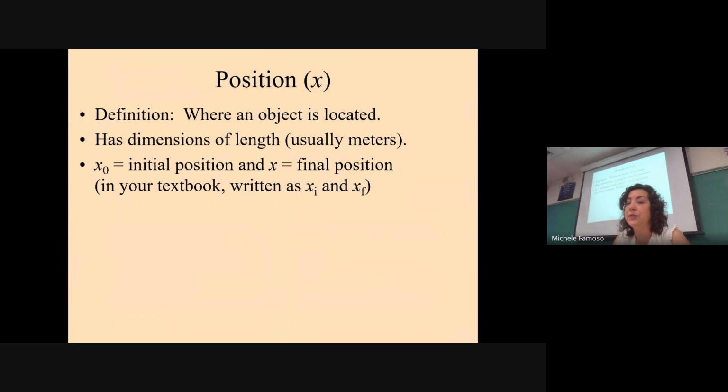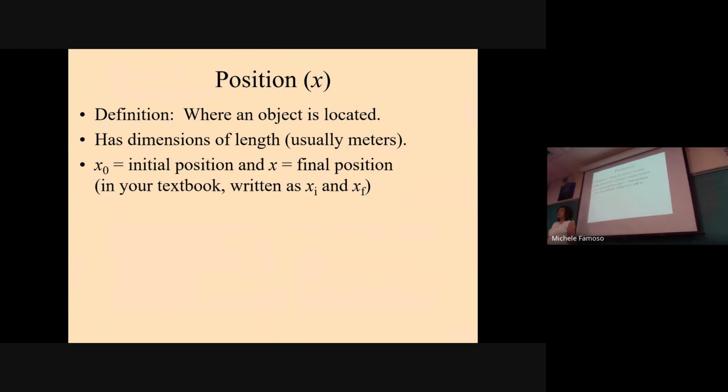In your textbook, they do use XI and XF, but on your AP reference table, it's X0 and X. X0 means your position on the x-axis at time 0. Your position at time 0. That's read as X0. Or sometimes, if you're at a college lecture, you'll hear people call that x naught. We're going to call it x0. I think that's a little easier.